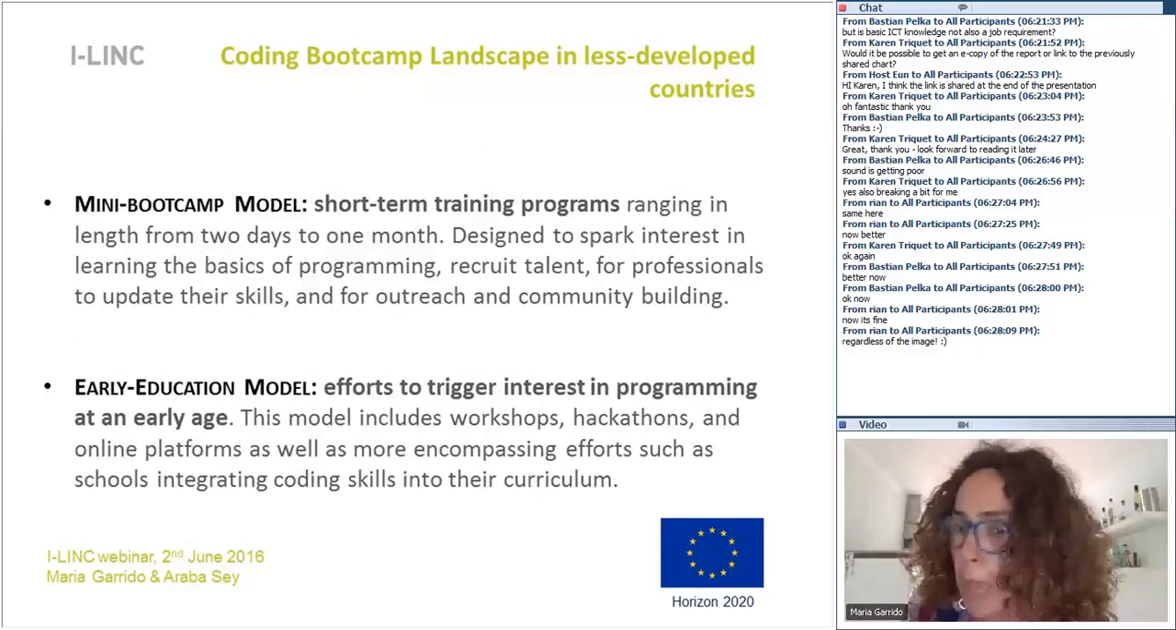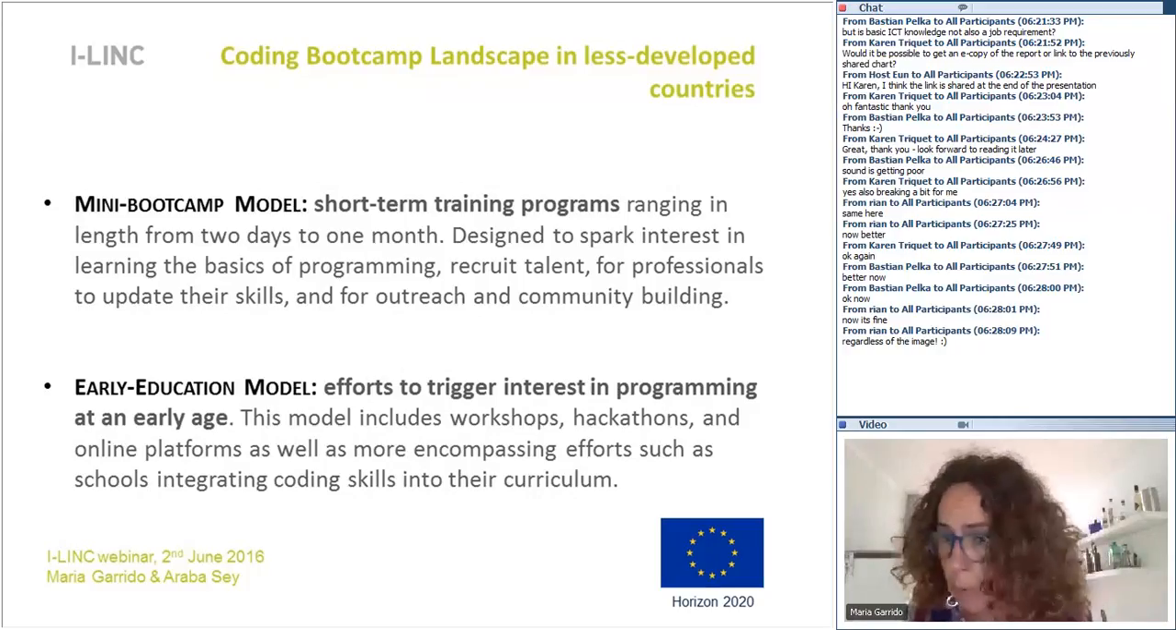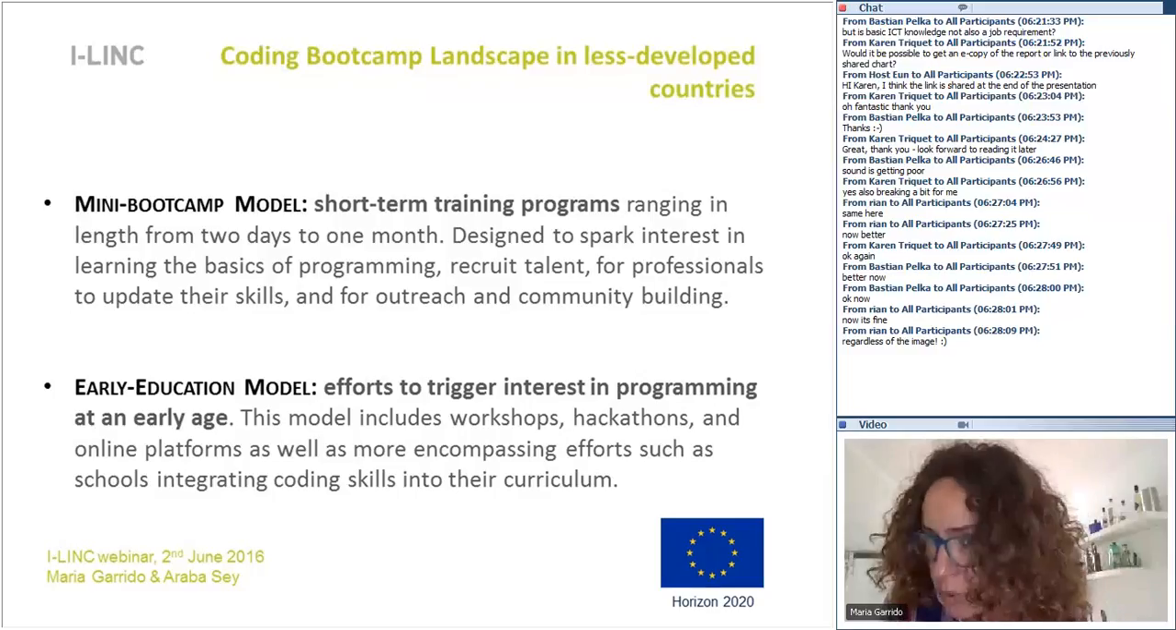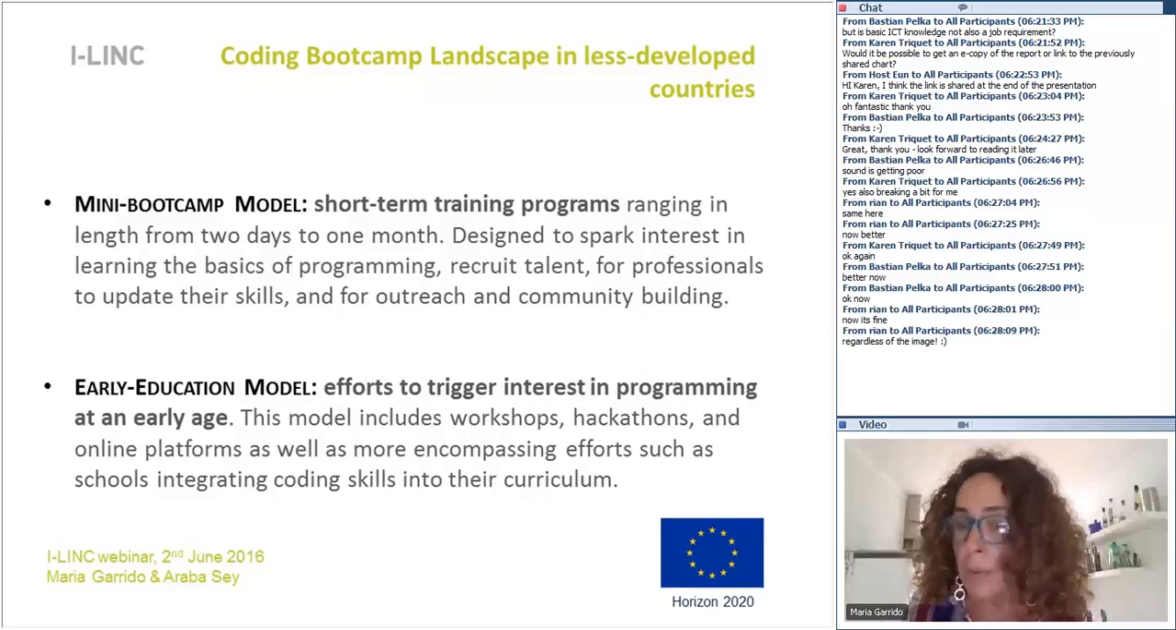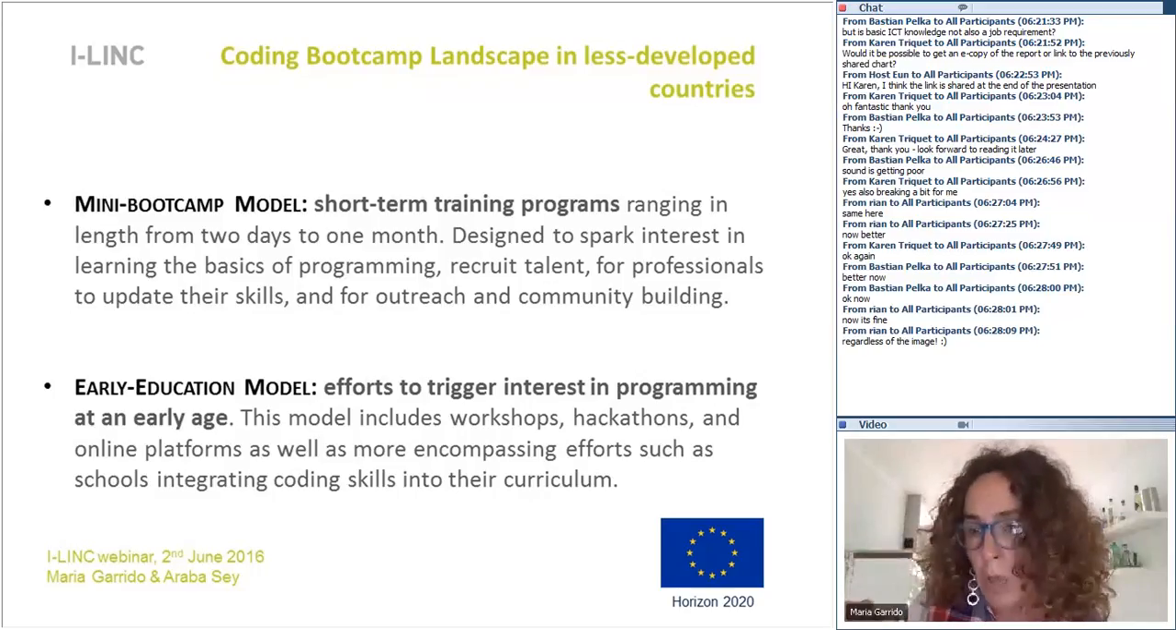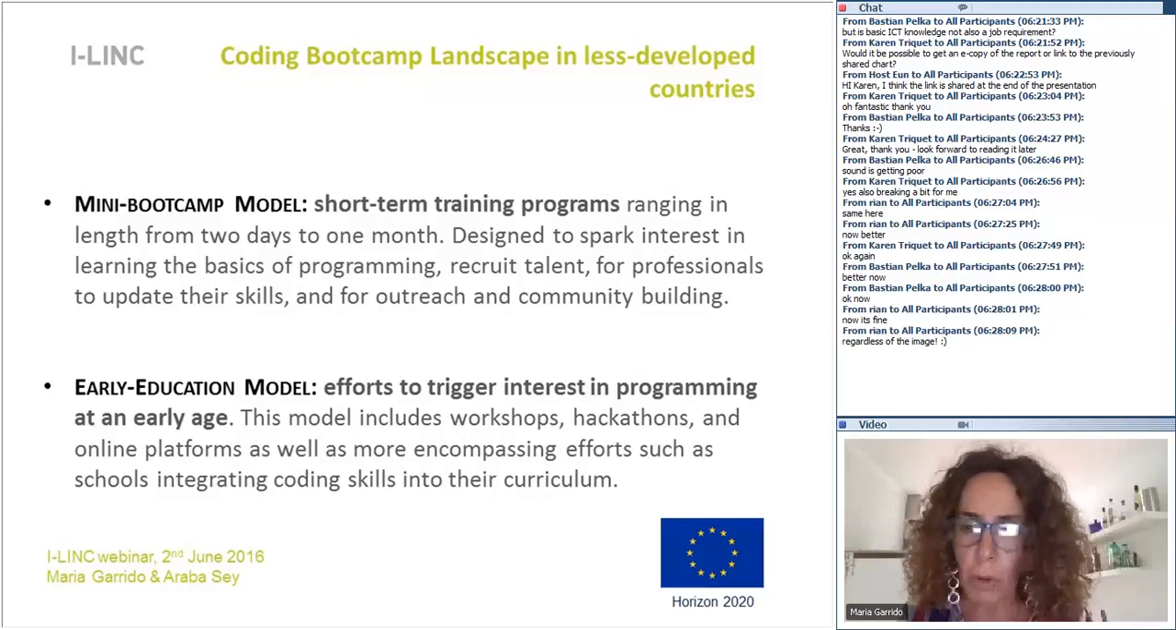And then the mini bootcamp model, which are probably the most common ones, happen to be one day, a weekend, or a week of training programs that are used especially to raise awareness about coding bootcamps, perhaps trigger interest of different people, especially younger people, in coding. And these are not a vehicle for employment. They're just a vehicle for raising awareness and having a basic understanding of what programming means. Although in some cases, there are mini bootcamps that are used by professional IT workers to update their skills, but this is the minority.